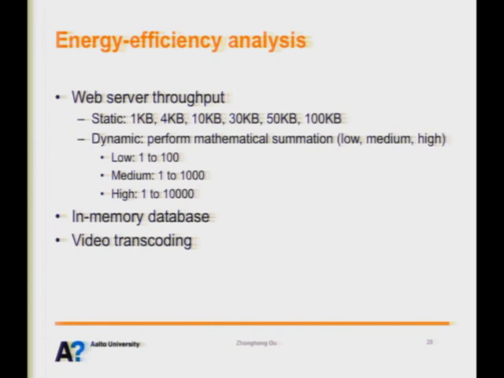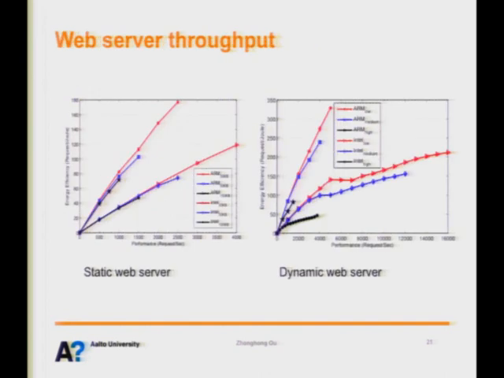Like before, we used different tools to measure the performance. We measured three different aspects of the performance: one is web server throughput, one is in-memory databases, and the third one is video transcoding. So here are the results for the three different applications. This one is for the web server throughput, and here you can see the difference between the ARM processors and the Intel processors is around one.